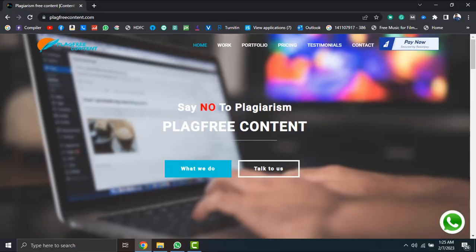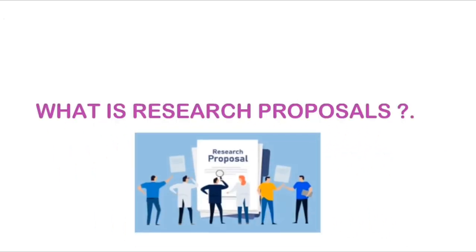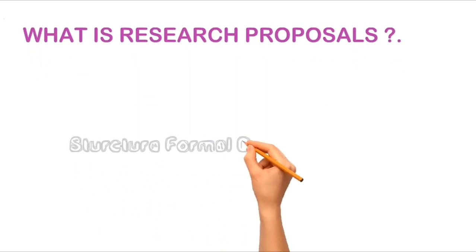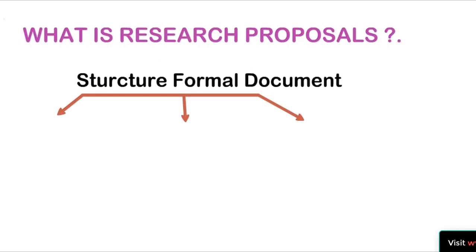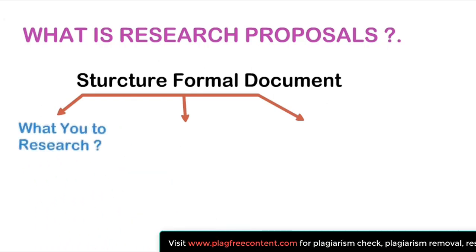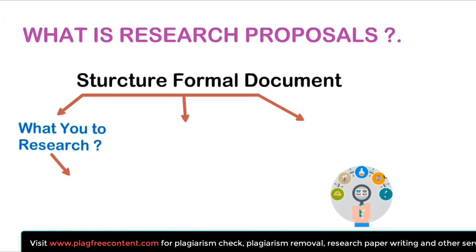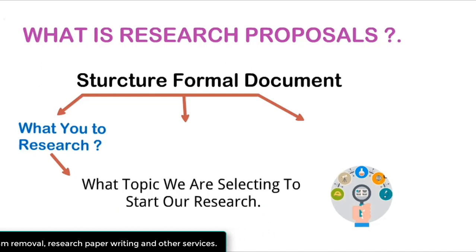Before telling how to write a research proposal, I would like to tell you what a research proposal is. Basically, a research proposal is a structured formal document that explains three key objectives. First objective is what we are planning to research. It means in which field or on what topic we are starting our research.